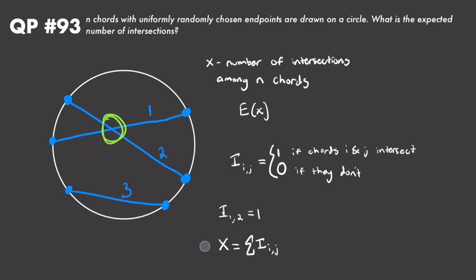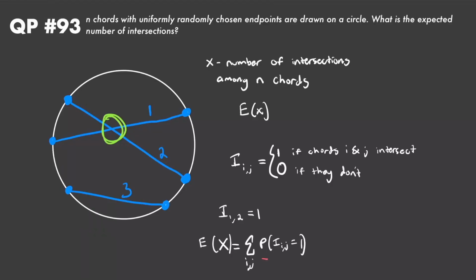And then we're trying to find the expected value of x. Regardless of independence or dependence, by linearity of expectation, this is just going to be equal to the sum over the expected value of all of our different indicators, I sub i,j. And we know the drill at this point. The expected value of an indicator is the probability that it's equal to 1, the probability that I sub i,j is equal to 1, so the probability that two of our chords intersect each other. And we're summing up over all of our possible pairs of chords i and j.